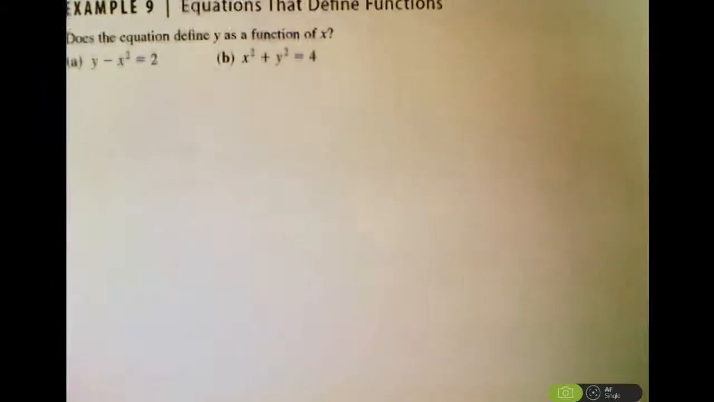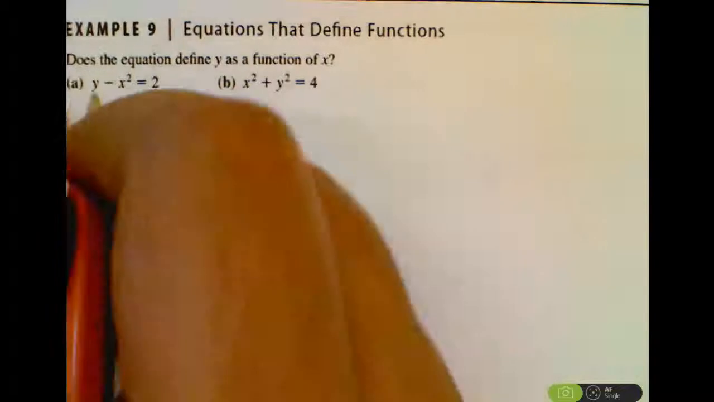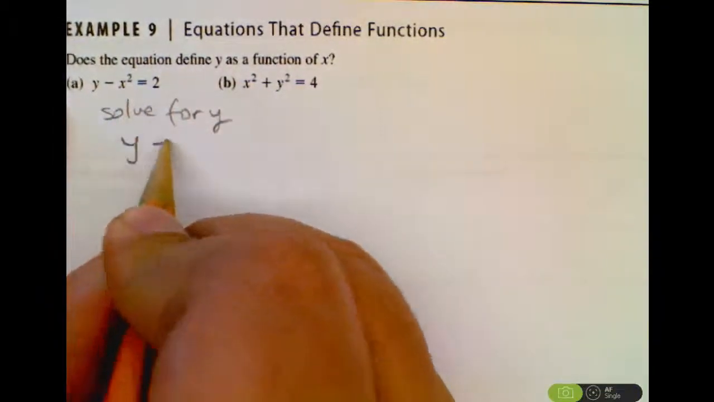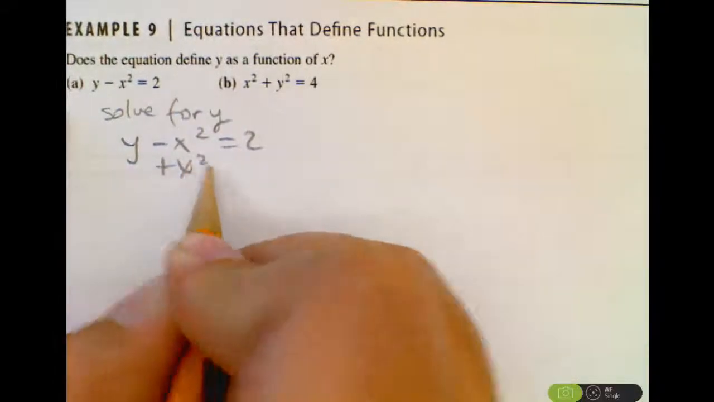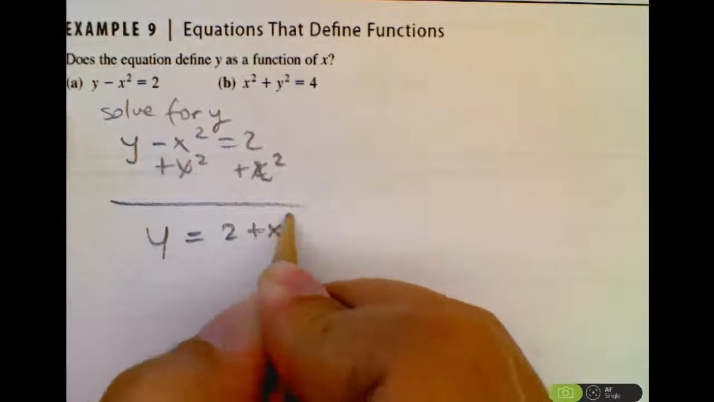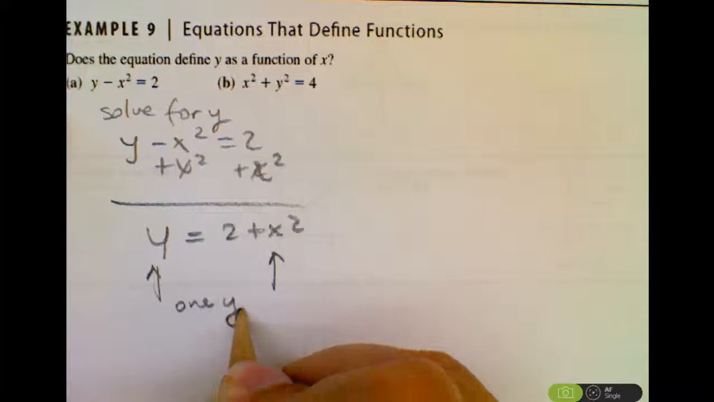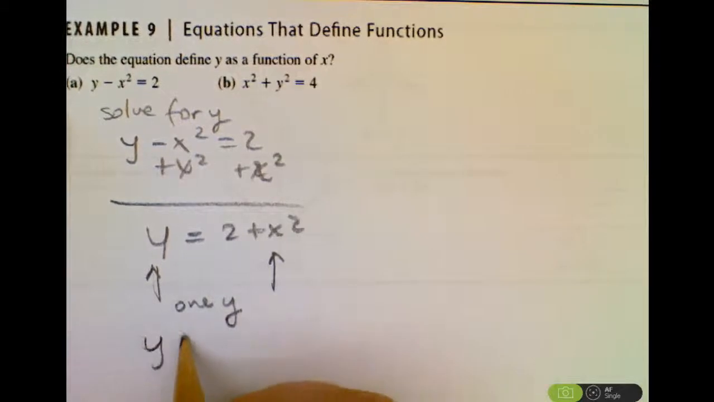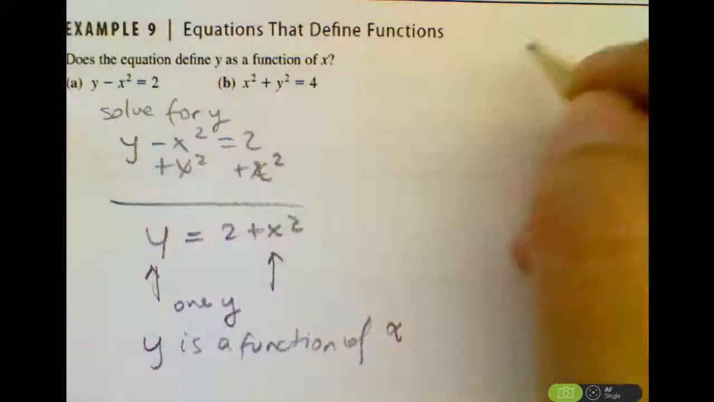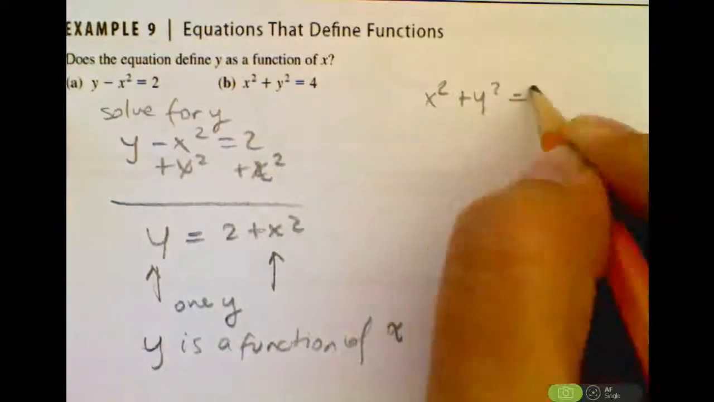Now on example 9, we have, does the equation define y as a function of x? So in here, you have to solve for y. So to solve for y, part A, I just have to add x squared to both sides. So you have y equals 2 plus x squared. So every single x is going to give you 1 y. So this is a function. Y is a function of x.